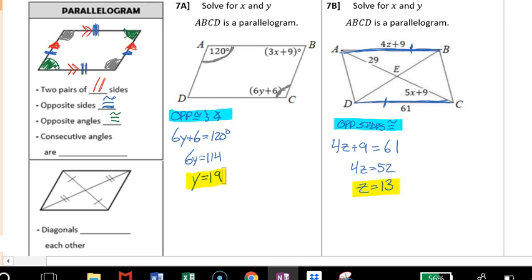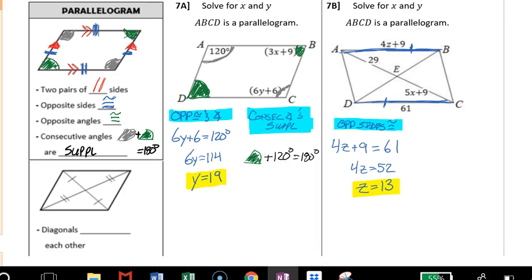Now, the other relationship with the angles that we know from a parallelogram is that consecutive angles, so angles that are side by side, so every gray and green angle, when I add them together, they equal 180, or this idea of supplementary angles. So we can apply this idea to 7A, where we know that this gray angle is supplementary to this green angle that is still unknown here on the bottom. So we can set up the relationship that my green angle plus 120 is equal to 180, or our green angle is equal to 60 degrees.